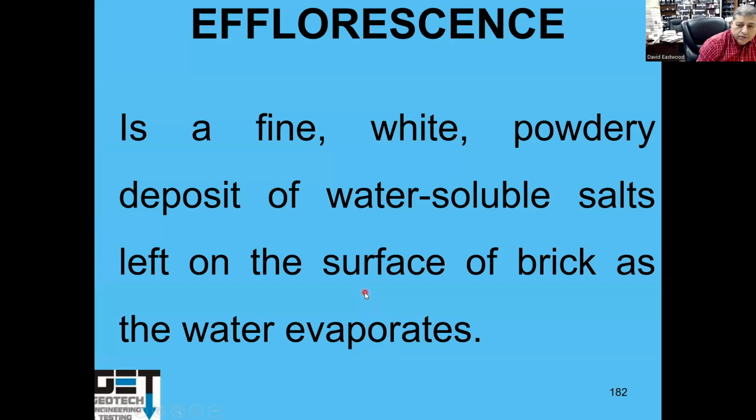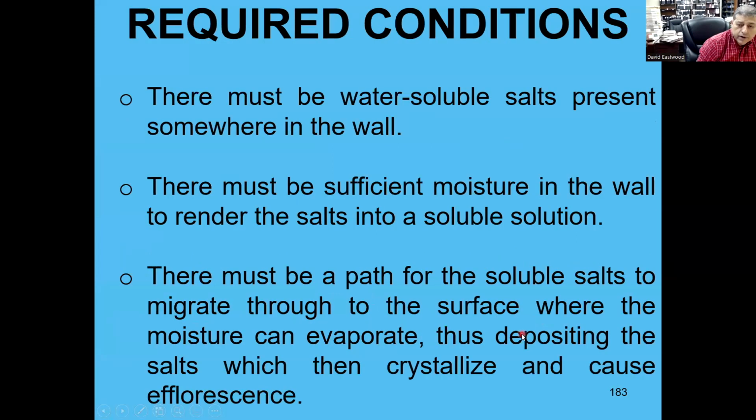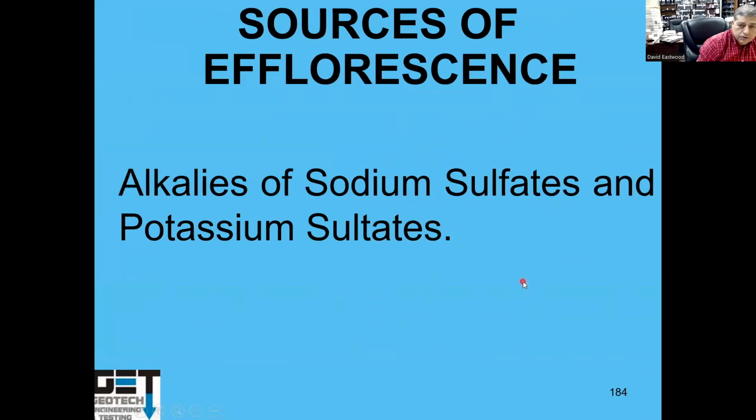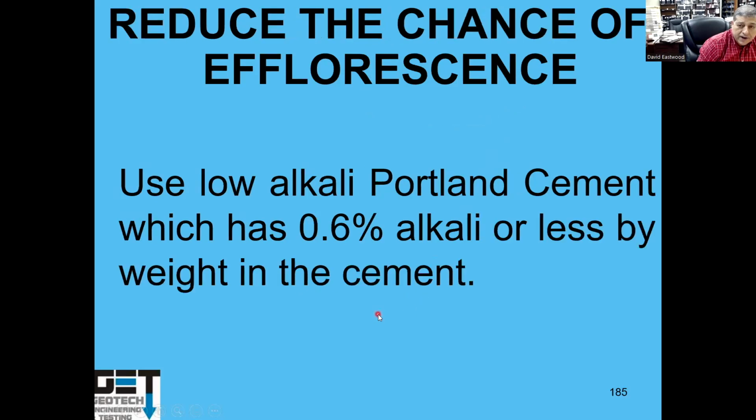Efflorescence is a fine white powdery deposit of the water-soluble salts left on the surface of the brick as the water evaporates. To have efflorescence, you should have water-soluble salts present in the wall, sufficient moisture in the wall to render the salts in a soluble solution, and a pathway for it to come to the surface and dry up. Usually sources of efflorescence are alkali sodium sulfates and potassium sulfates. To reduce the chances of efflorescence, of course, you use a low alkaline Portland cement that has 0.6% alkali or less by weight.